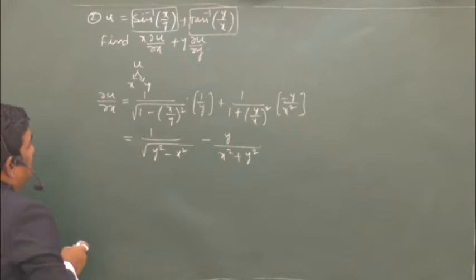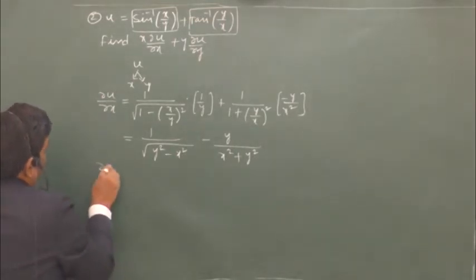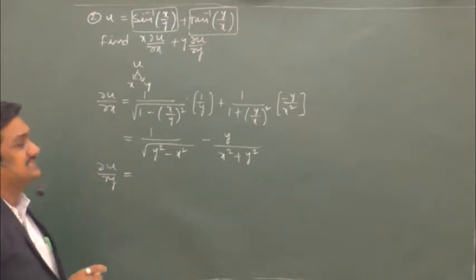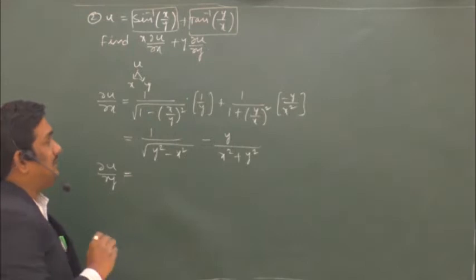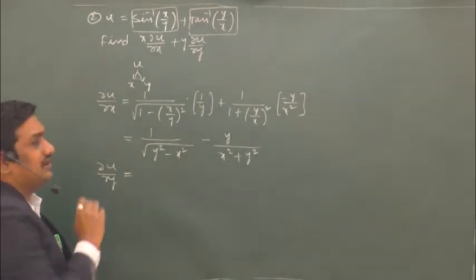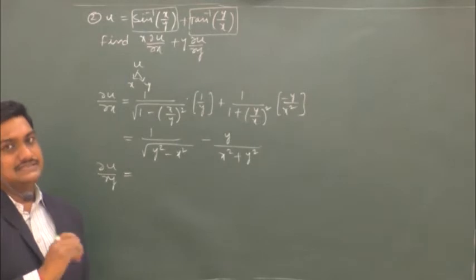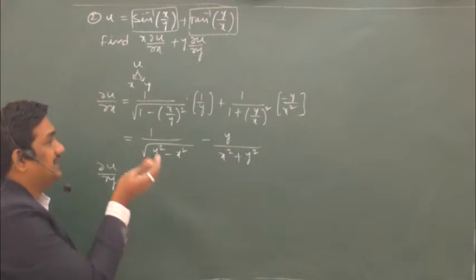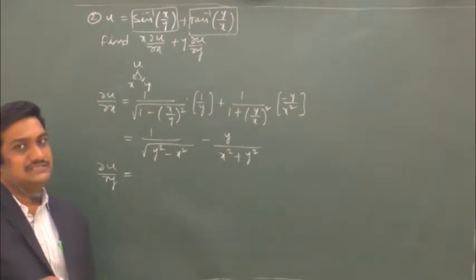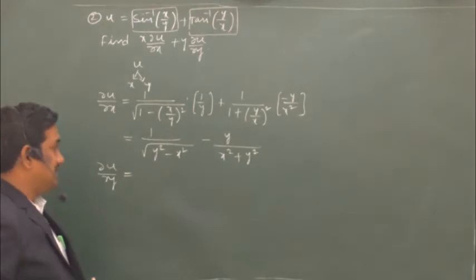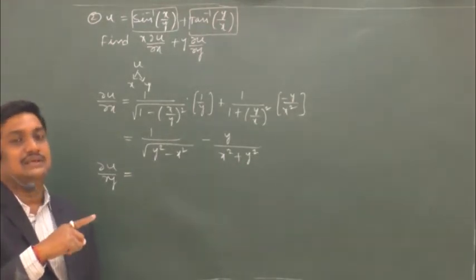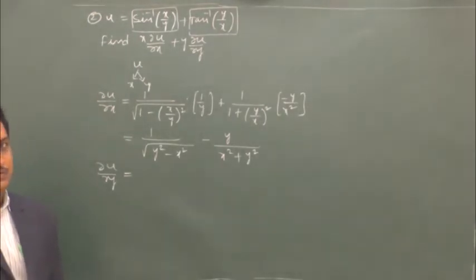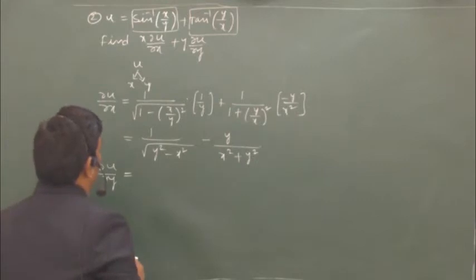Now let us find dou u by dou y. Here it is not a symmetric function, because when you replace x by y and y by x, you are not getting the previous function. The reason is that when you replace x by y and y by x, you are not getting the same old function, hence it is not symmetric. So definitely you need to find dou u by dou y. If it is a symmetric function, then in order to find dou u by dou y, you can replace x by y and y by x in dou u by dou x. Here it is not a symmetric function.